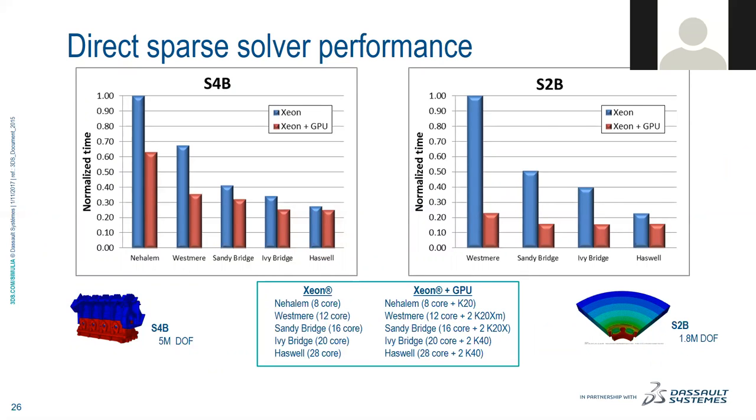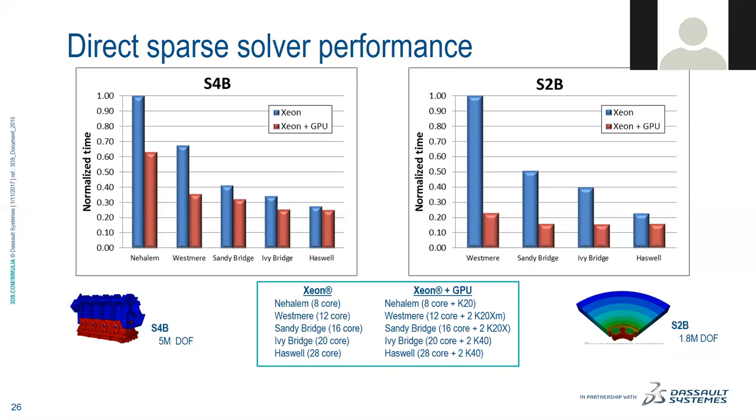So here is an example of two benchmark models. One is the S4B, a typical benchmark model that has been used throughout the years. This is a bolting of a cylinder head onto an engine block, and it has 5 million degrees of freedom. And you can see the S2B, another benchmark model, which is for nonlinear static analysis of a symmetric section of a flywheel. It has a centrifugal loading.